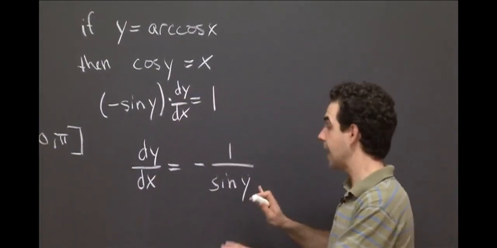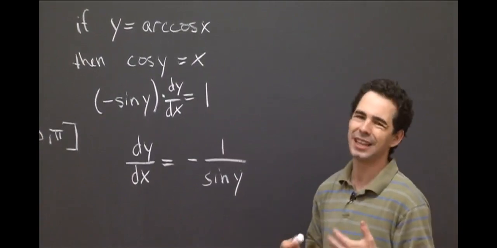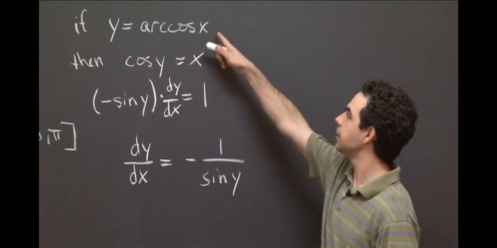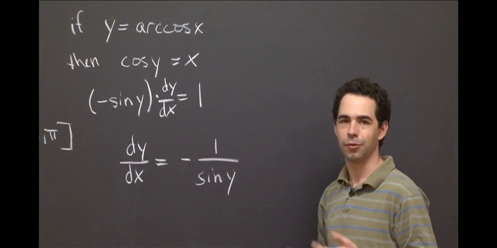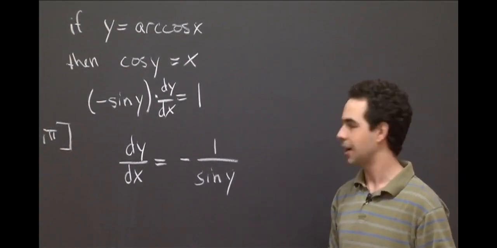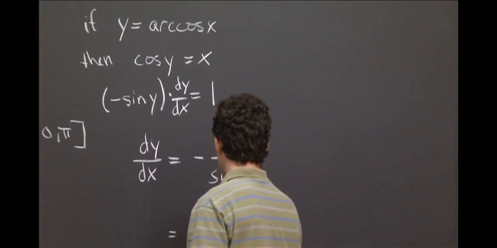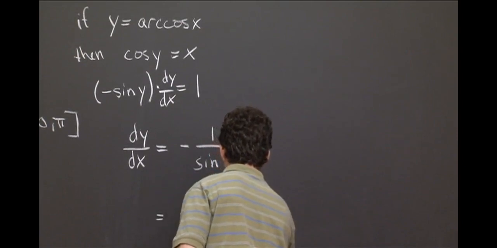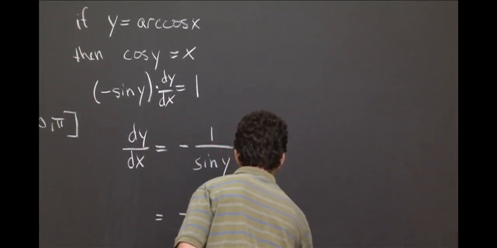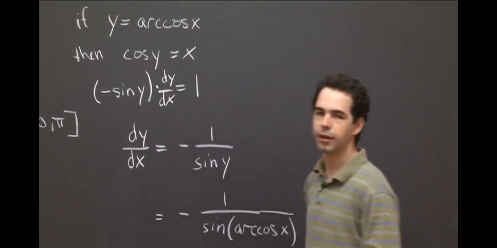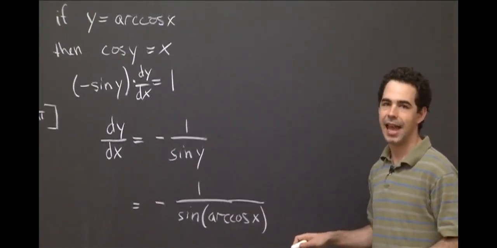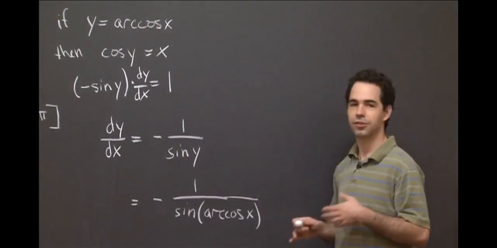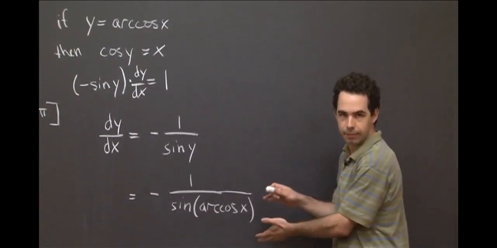OK, which is fine. This is a nice formula, but what we'd really like, ideally, is to express this back in terms of x. And so we can substitute, right? We have an expression for y in terms of x. So that's y is equal to arccosine of x. So this is equal to minus 1 divided by sine of arccosine of x. Now, this looks really ugly. And here, this is another place where we could stop. But actually, it turns out that because trigonometric functions are nicely behaved, we can make this nicer.